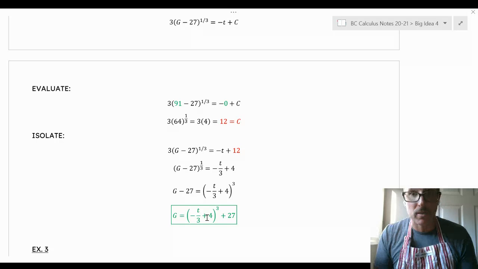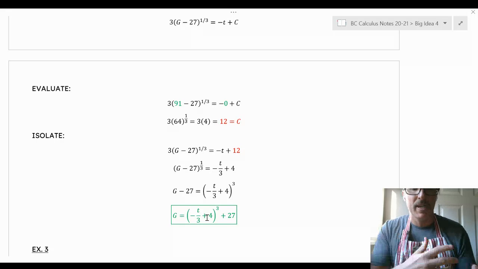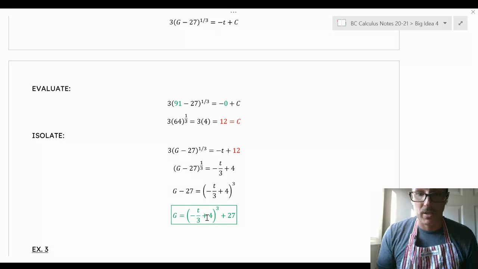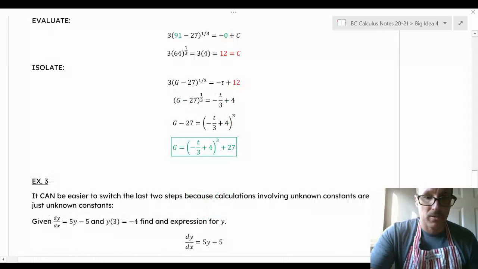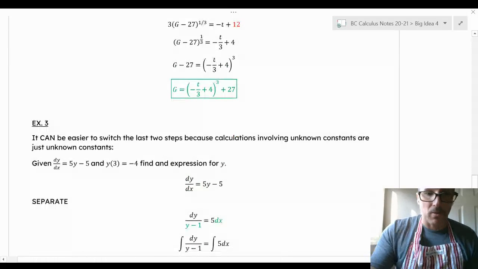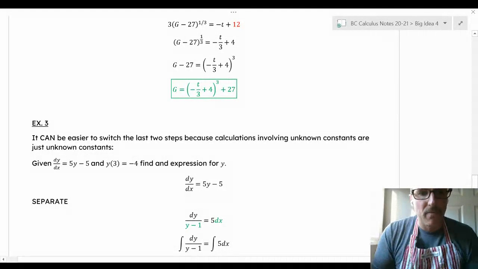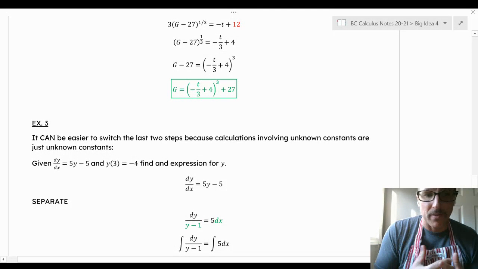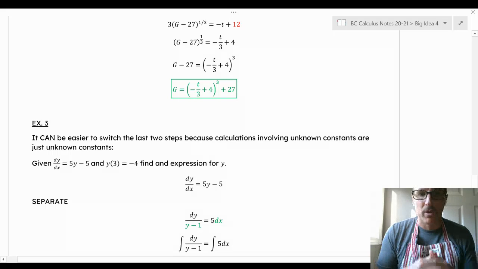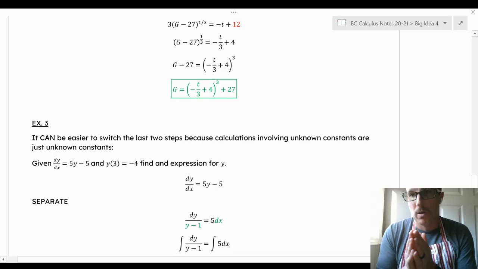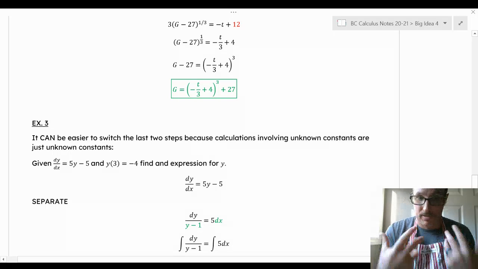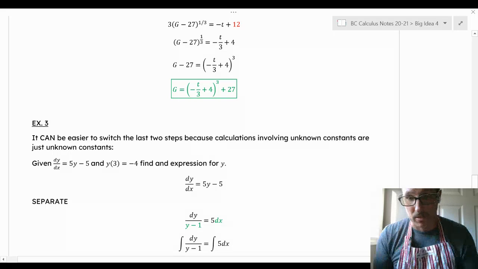And I'll show you what that looks like. You can get a general solution and then solve for C. So let me show you what that looks like here with this third example. So if dy dx is 5y minus 5, and the initial condition y of 3 is negative 4, we want to be able to find an expression for y. Find the function that is the solution to this differential equation.